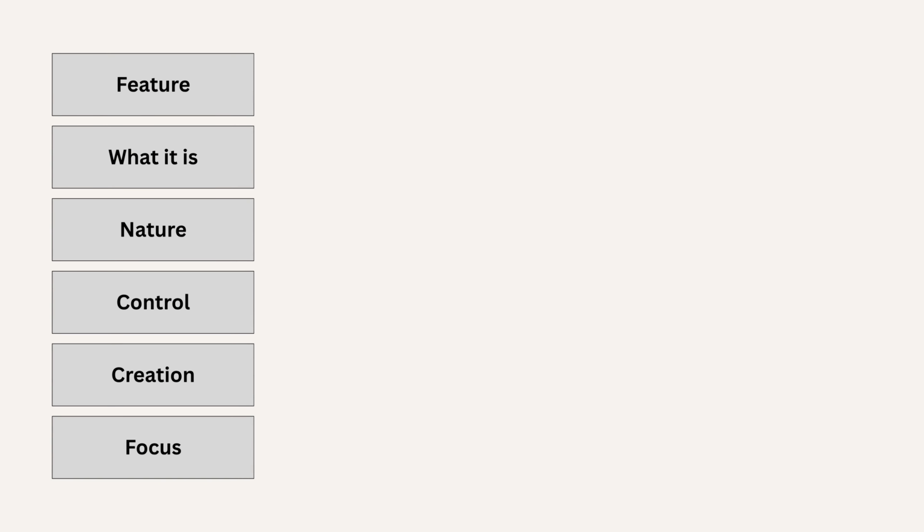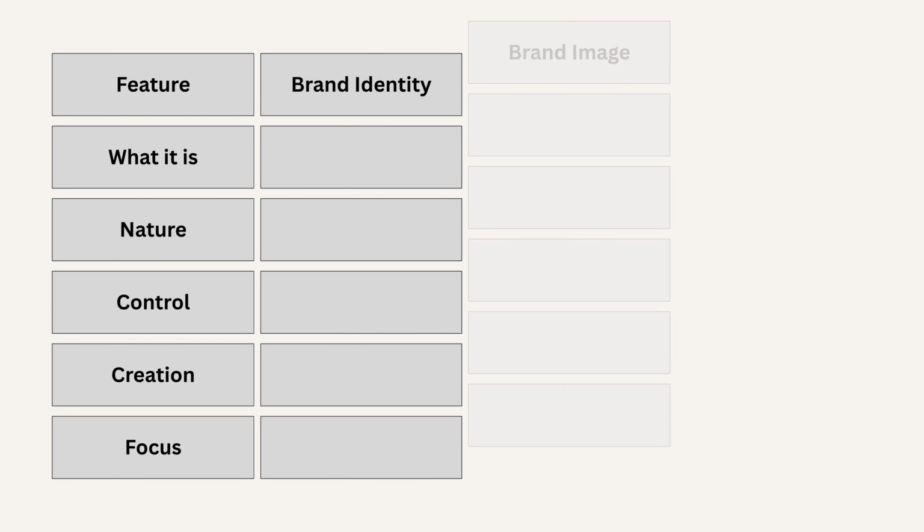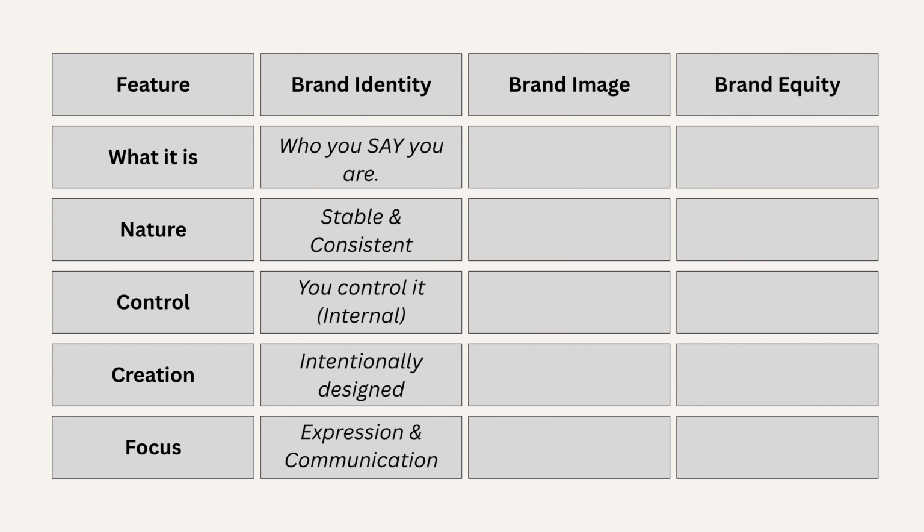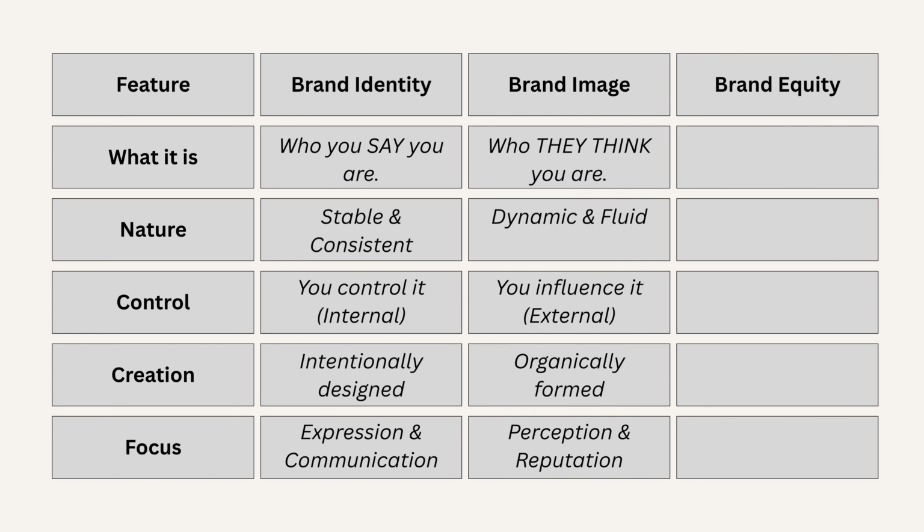Let's take a closer look at the difference between brand identity, brand image, and brand equity. Brand identity is who you say you are. It's intentional, stable, and consistent. You design it, and you control it. It's how you express and communicate your brand. Brand image is who people think you are. Unlike identity, it's dynamic and constantly changing. You can't control it directly, but you can influence it. It forms organically through people's experiences and perceptions, and it reflects your reputation.